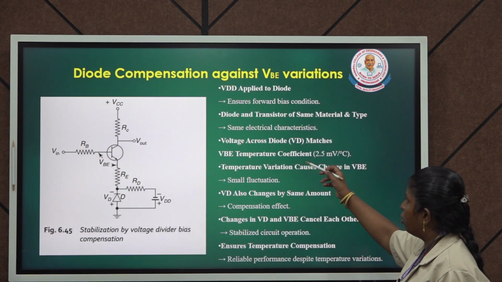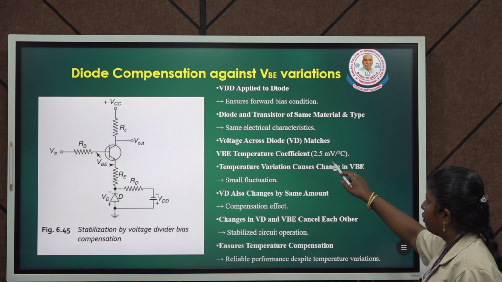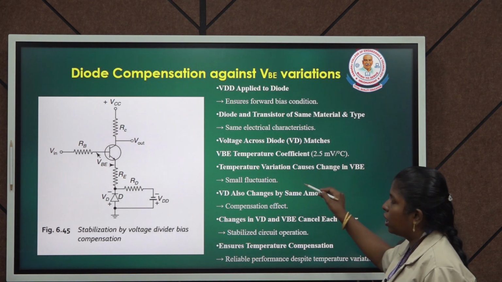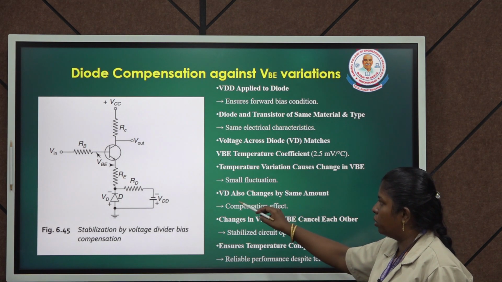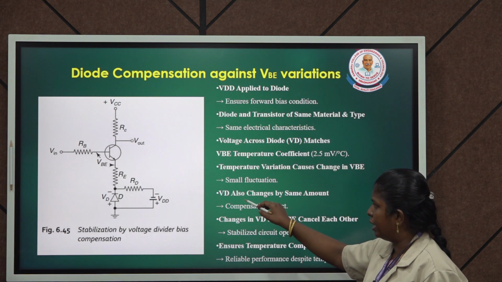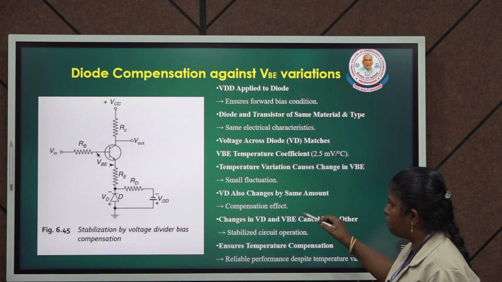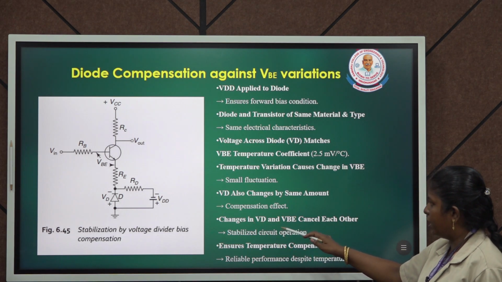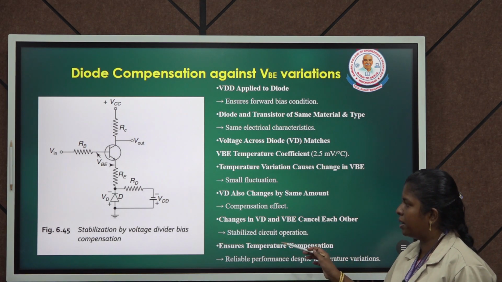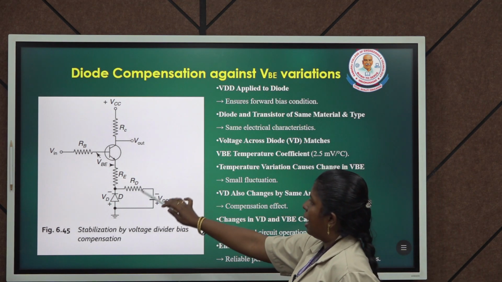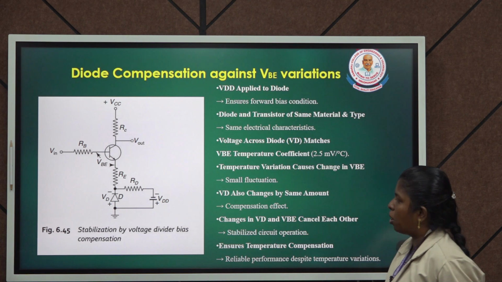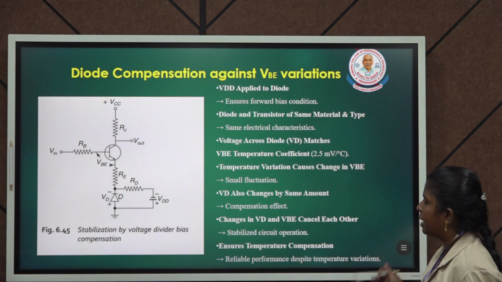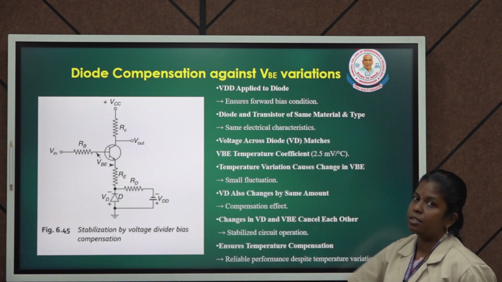The VBE temperature coefficient is around 2.5 millivolt per degree Celsius, and the temperature variation causes changes in VBE. The voltage at the diode, VD, also changes by the same amount, and the compensation effect happens here, as shown in the diagram. The changes in VD and VBE cancel each other. So the stabilization is achieved by inserting this diode, which takes care of the compensation and ensures reliable performance despite any temperature variations inside the circuit.